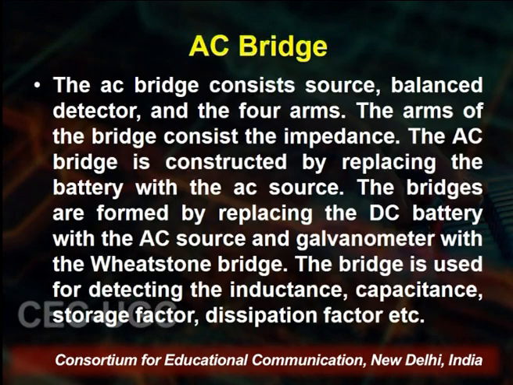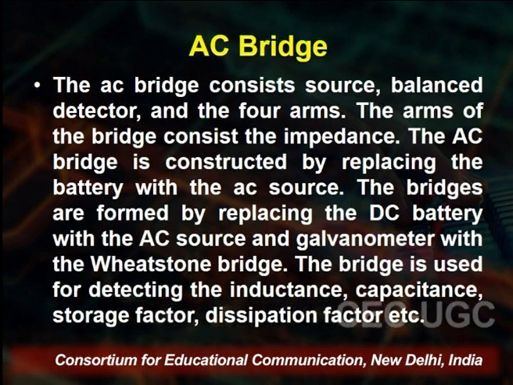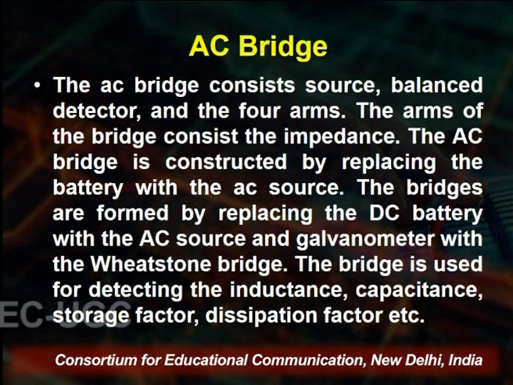We discuss first the AC bridge, and then we will discuss the DC bridge and its types. So what is the AC bridge? An AC bridge consists of the source, a balance detector and the 4 arms. If we draw a bridge, we use an electric source, then a detector to detect the balancing of this bridge, and the 4 arms. The arms of the bridge consist of impedances.